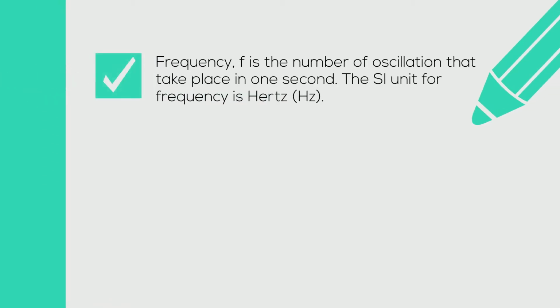Frequency, f, is the number of oscillations that take place in 1 second. The SI unit for frequency is Hertz. f is equal to 1 over T, where f is frequency and T is period.